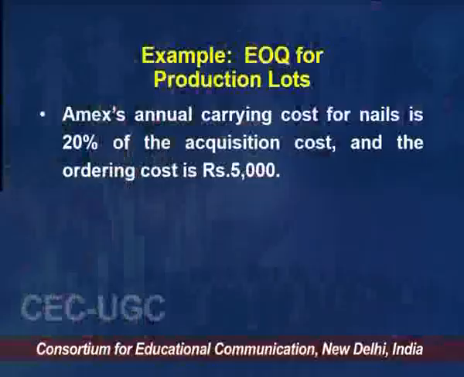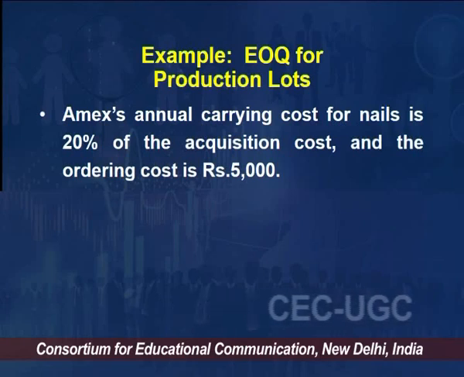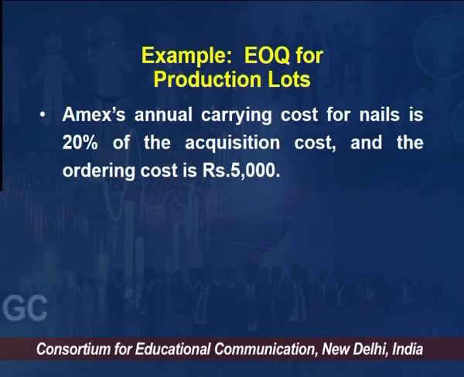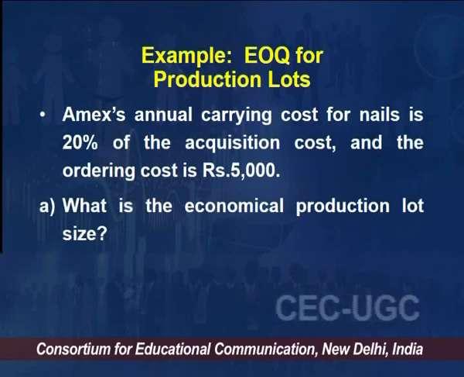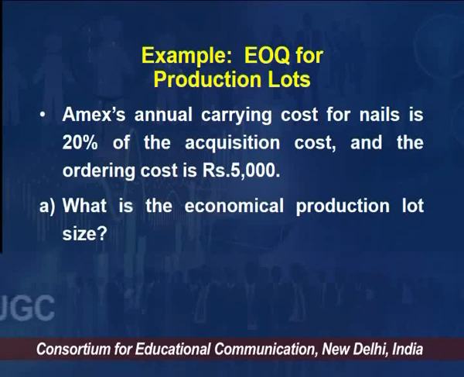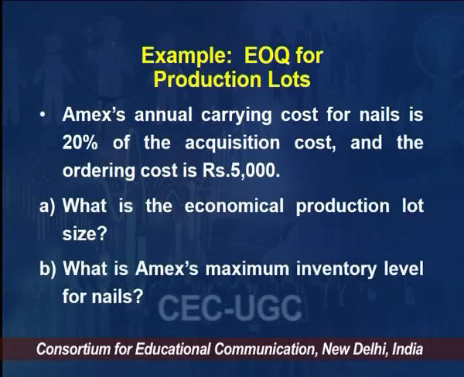So basically in the next slide it's saying that Amex annual carrying cost for nails is 20% of the acquisition cost and the ordering cost is 5,000. So we have just assumed some figures over here in this question. What you have to calculate is, A, what is the economic production lot size. So instead of saying economic order quantity, we are saying economic production lot size, and B, what is the Amex maximum inventory level for nails.